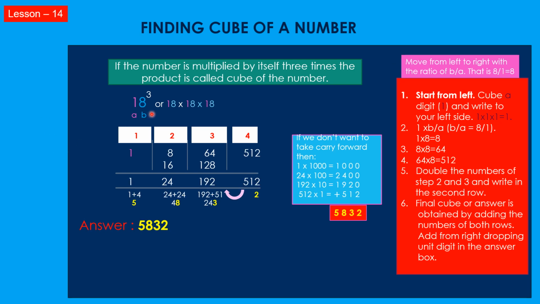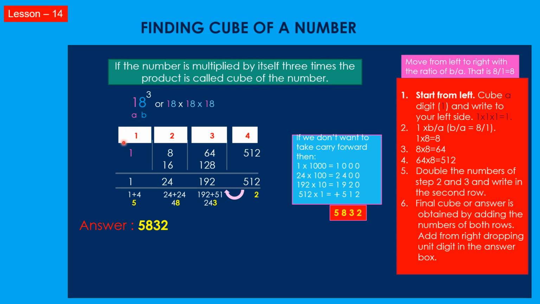Find the cube of 18. It means 18 times 18 times 18. Alright. So what you do, move from left to right with the ratio of B by A. Here B is your 8 and A is 1.